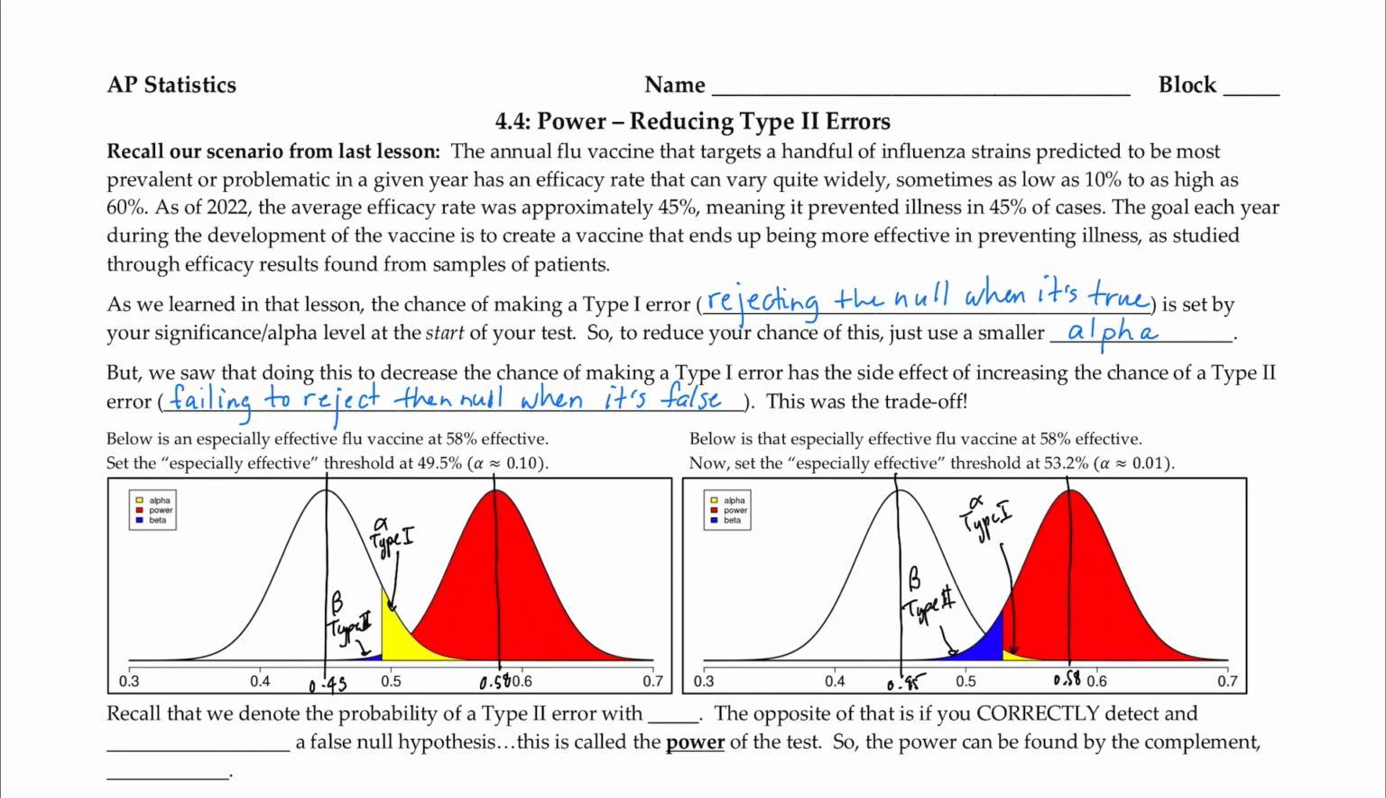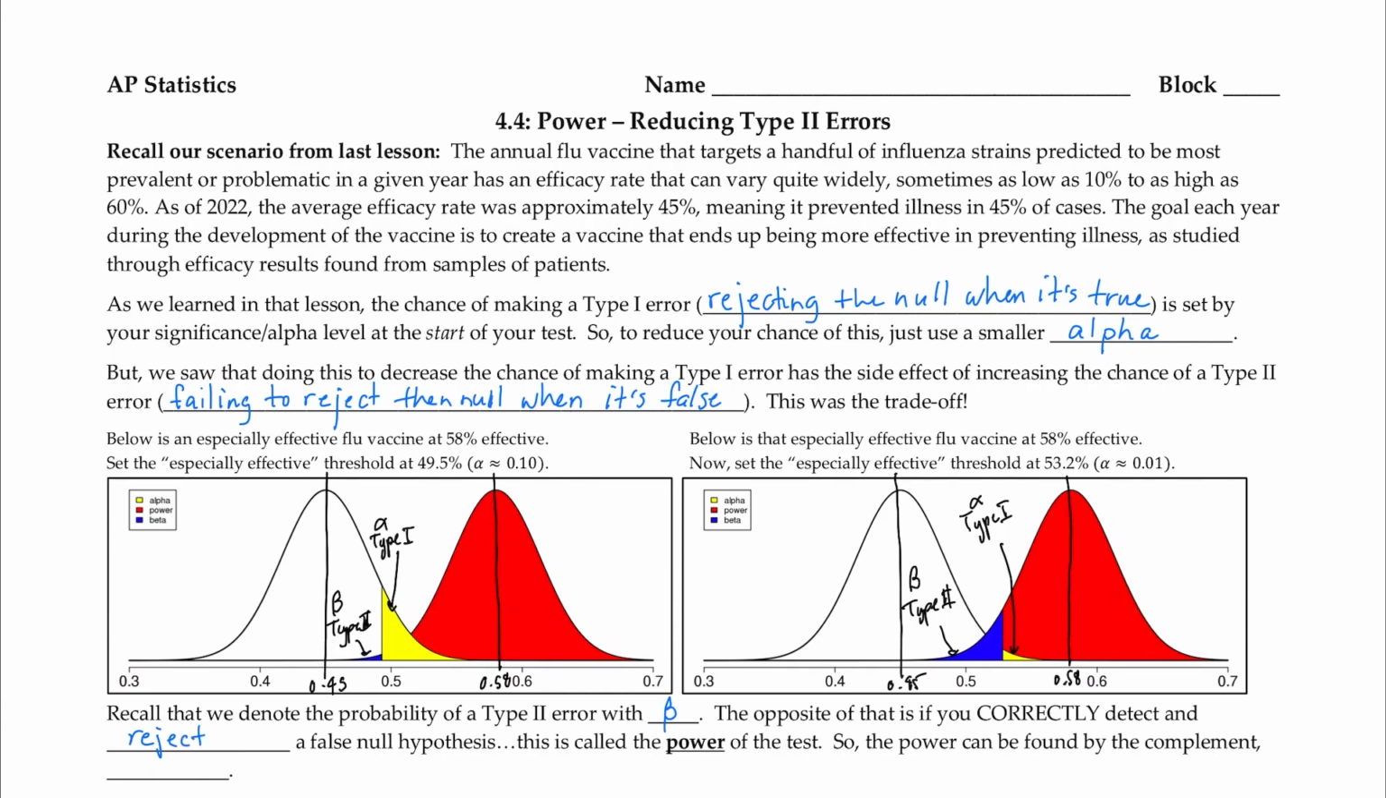We denote the probability of type 2 error with the Greek letter beta, and I want that to be in blue. And so the opposite of that is if you correctly detect and reject a false null hypothesis.